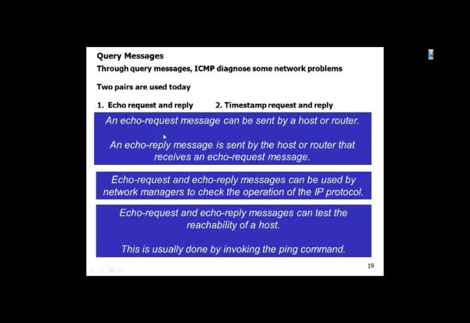Now, echo request message is a request message that can be sent by any host or router, and the reply is sent by the one who receives the request. So any machine which gets the echo request packet will reply with the echo reply ICMP. Now, why are we using this? This can be used by network managers to check the operations of the IP protocol. They will check the reachability of a host, meaning if I want to check whether any host is reachable or any IP is working or not, then this can be done using this kind of ICMP. And this can be achieved by a command called ping. The ping command is actually implementing this echo request and reply. So we'll see by running the command.